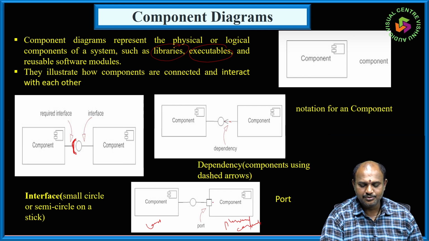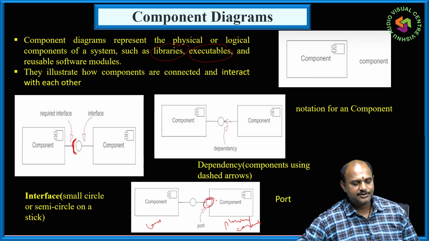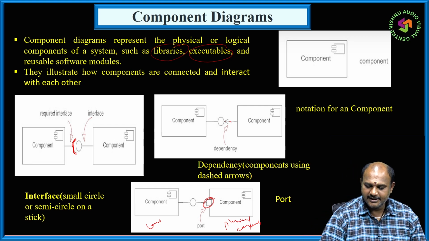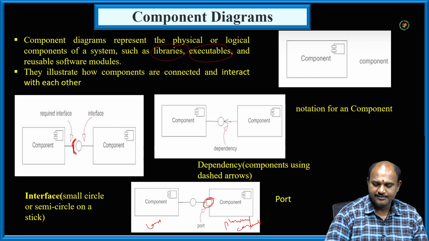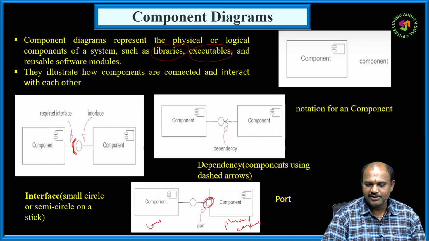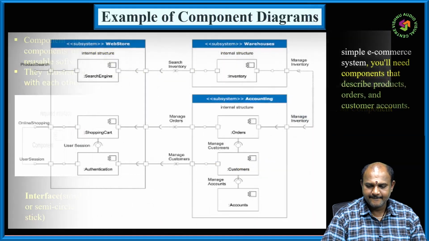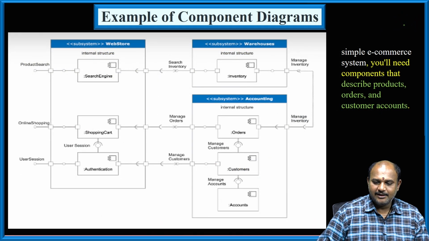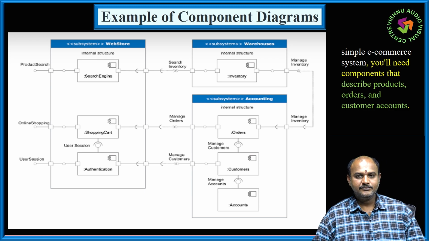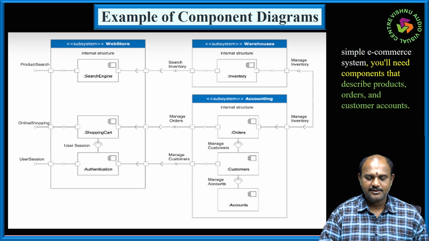Now between these two we can show interaction by using a node. So this is a diagram we can use, right? Here the port is indicated by a square bracket on the component. So it clarifies the component diagram, what components are there. Some examples of this component diagram follow.